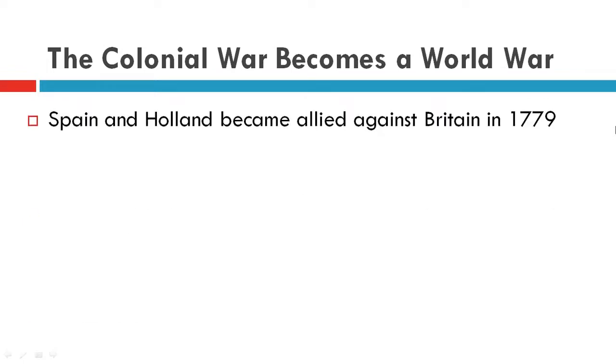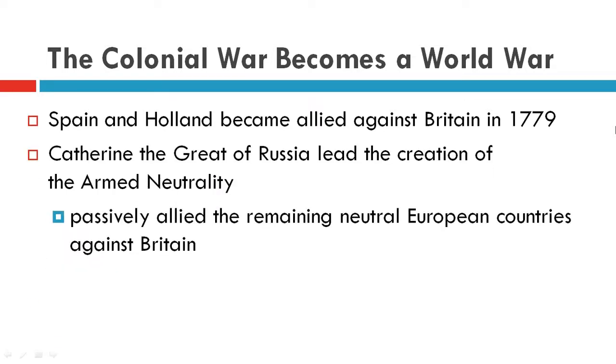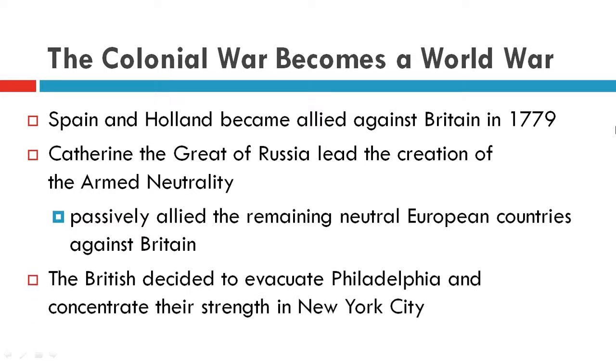Remember, globalization is a major part of the curriculum here. Spain and Holland became allied against Britain in 1779 as well, and Catherine the Great of Russia led the creation of armed neutrality, which essentially put the remaining neutral nations of Europe against Britain, although passively. The British decided to evacuate Philadelphia and concentrate their strength in New York City.